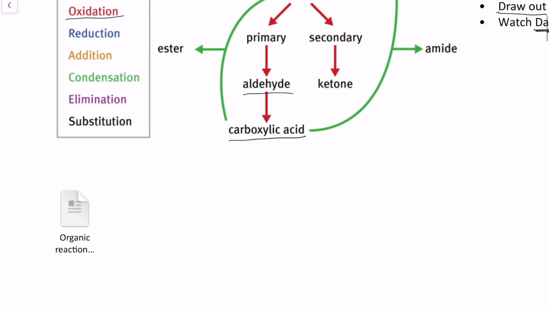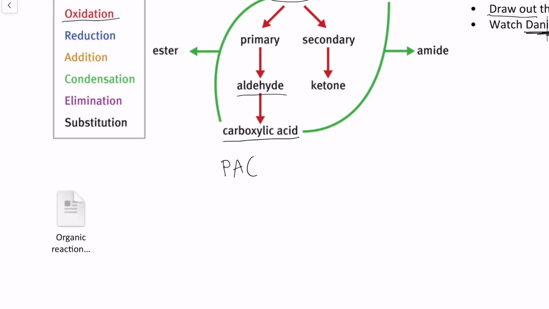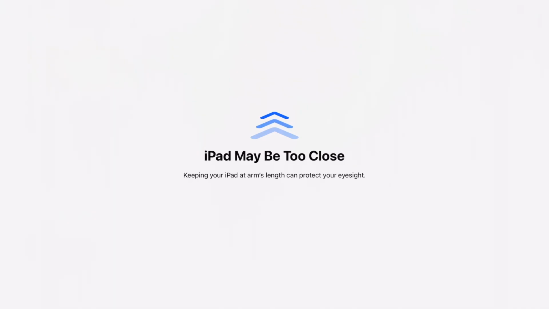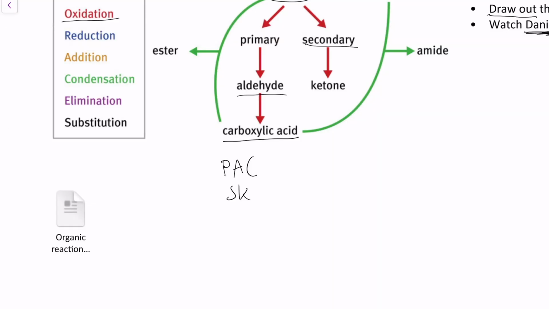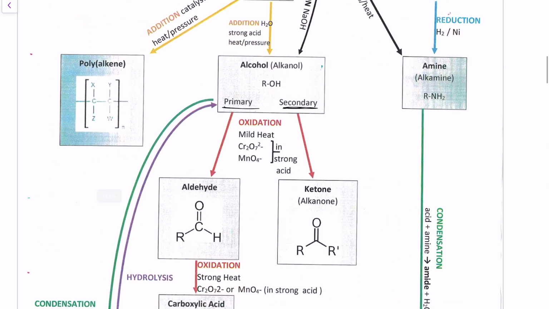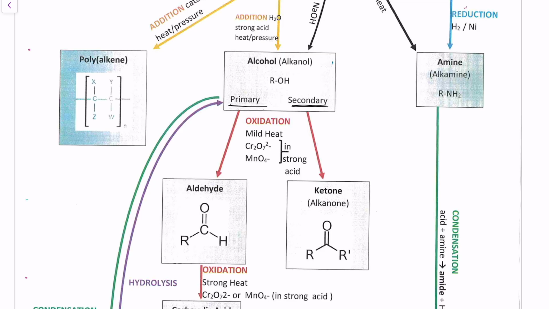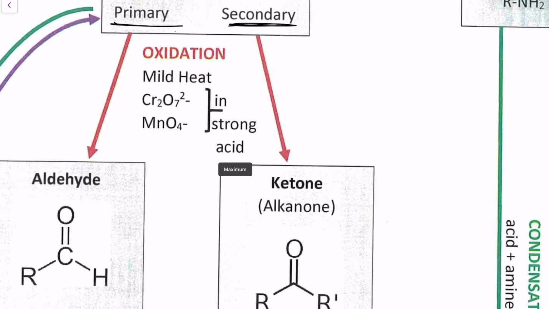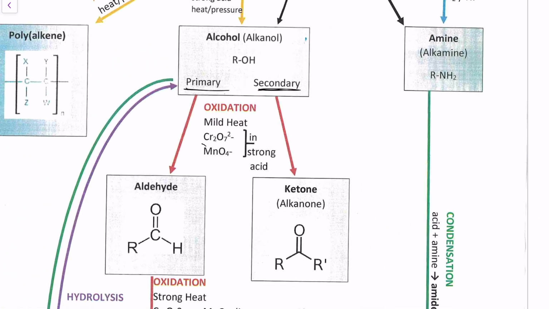The way I remember it is just use the acronym of the first letters, PAC, and then SK, which is just the secondary alcohol to the ketone. So PAC-SK or something like that. And really what oxidation is doing is that from the alcohol to either aldehyde or ketone, we have mild heat, we have dichromate, I believe that's dichromate, yep, and MnO4 minus in strong acid.